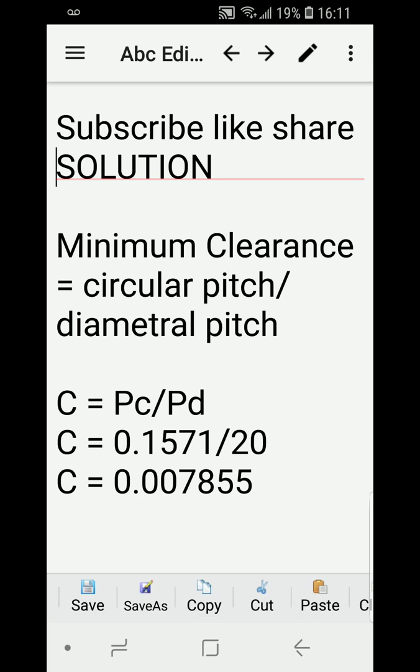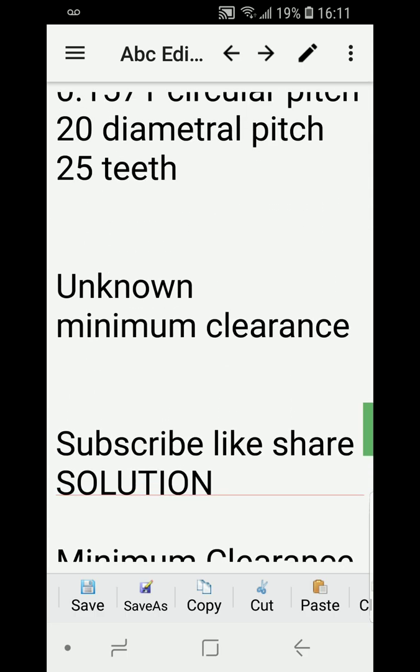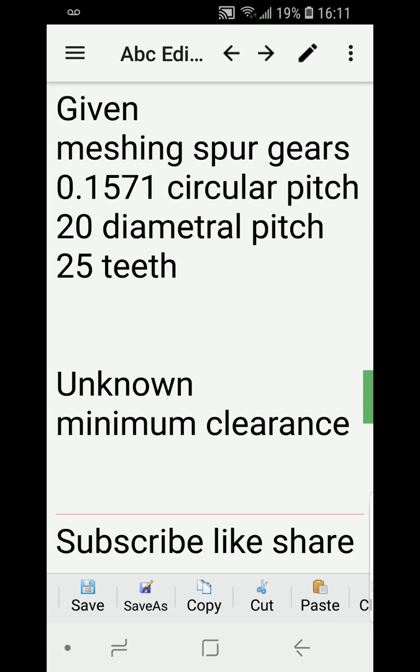And so the minimum clearance formula is the ratio of the circular pitch divided by diametral pitch. So in formula form, C is equal to PC over PD. Now the circular pitch and the diametral pitch are already given, so we just directly substitute it to the formula.